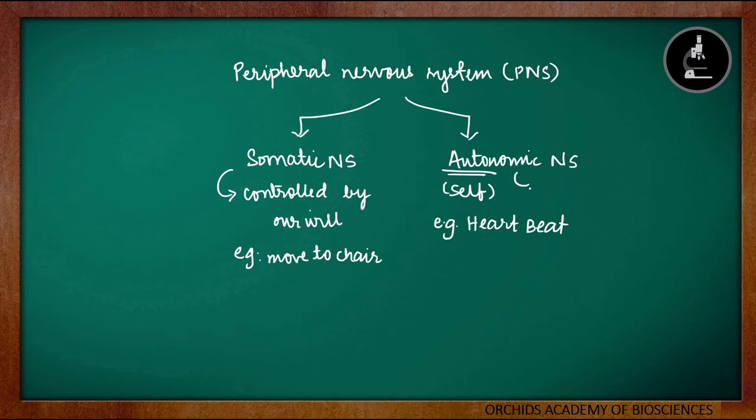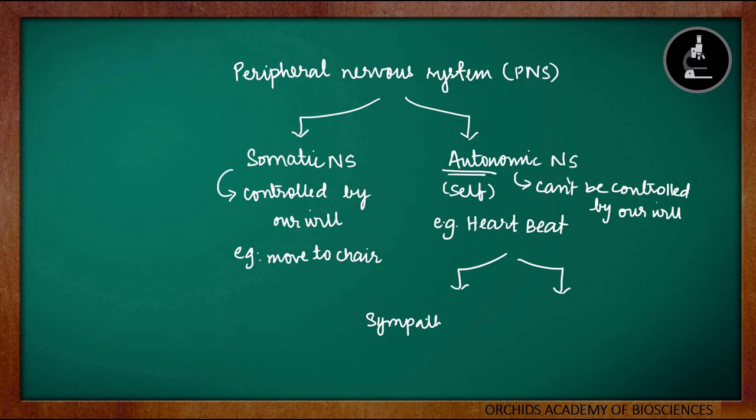So this autonomic nervous system can't be controlled by our will. So the heartbeat or the stomach movement and secretions, all this we cannot control. So this is controlled by the autonomic nervous system. The autonomic nervous system is further bifurcated into two. One is called the sympathetic nervous system and another one is the parasympathetic nervous system. The sympathetic and the parasympathetic nervous system work opposite to each other.